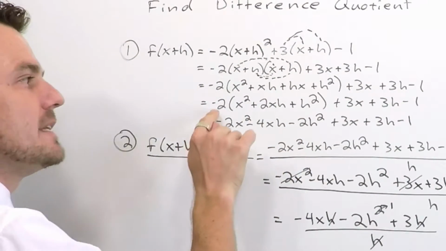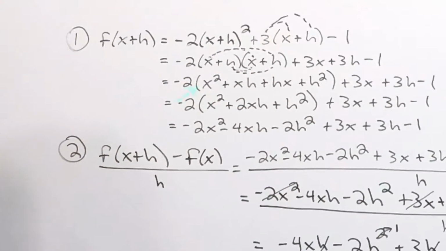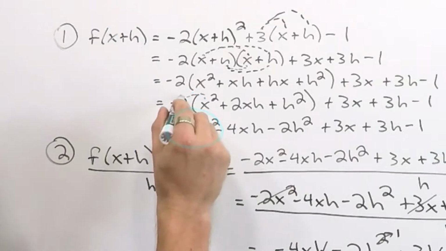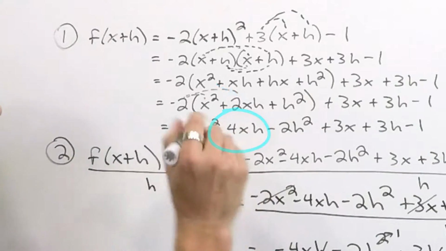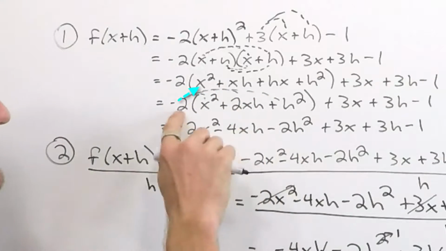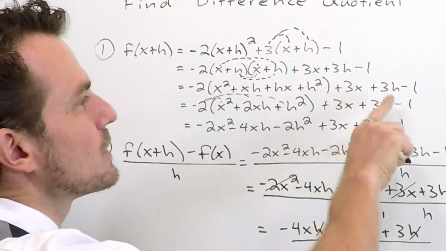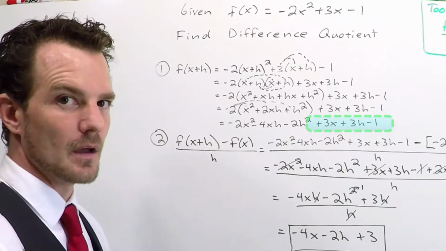Then we take this negative 2 and let it get distributed onto the inside of the parentheses. So that'll give us here negative 2 and the x squared. Negative 2 times this guy will give us negative 4, x and h. And then lastly, negative 2 times the last term will give us negative 2h squared. Everything after the parentheses has remained the same. It's just copying it each time.